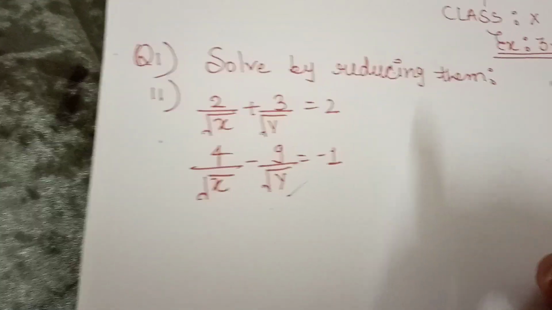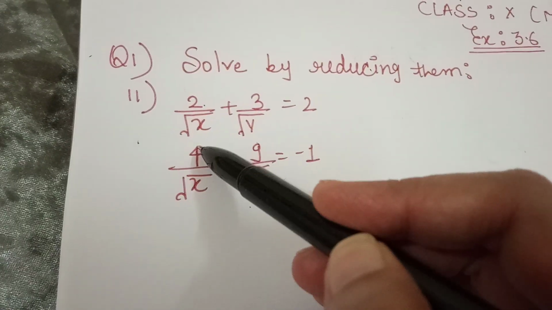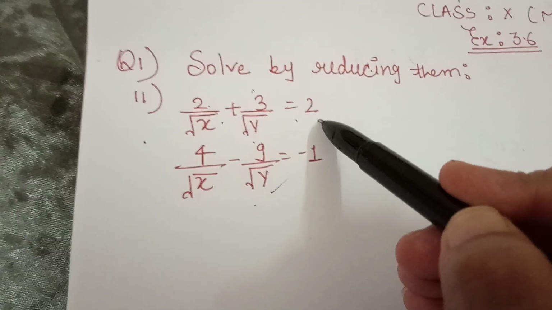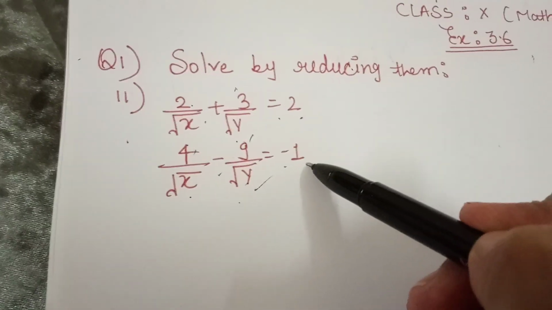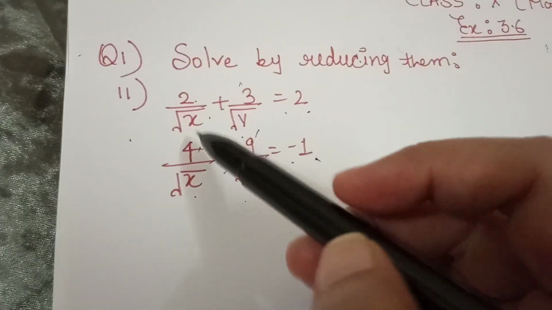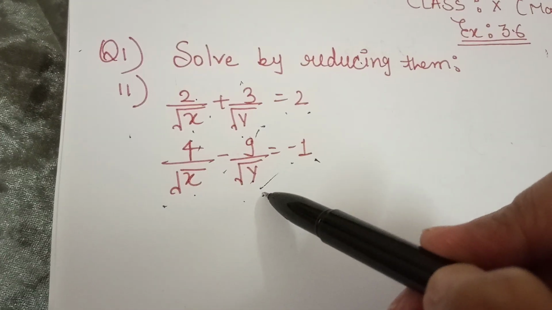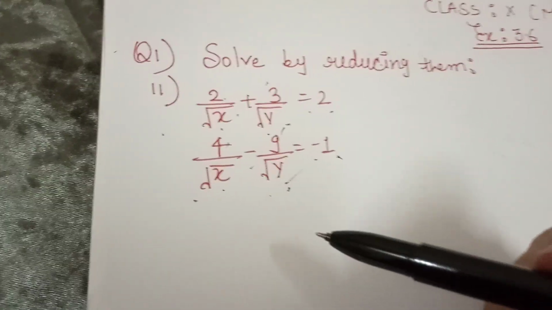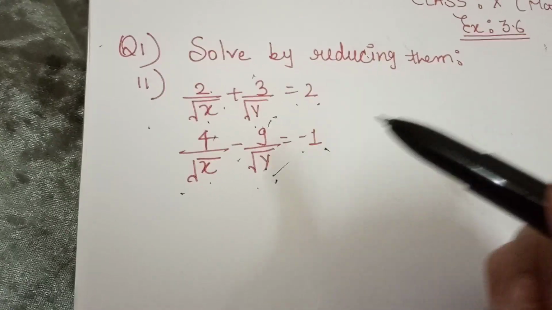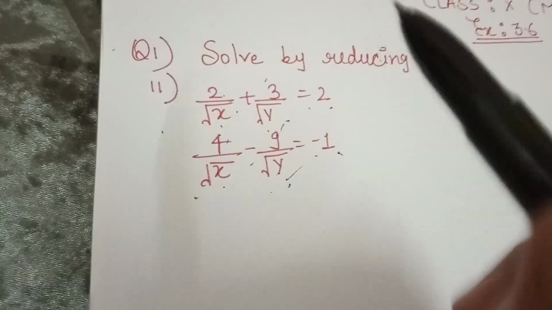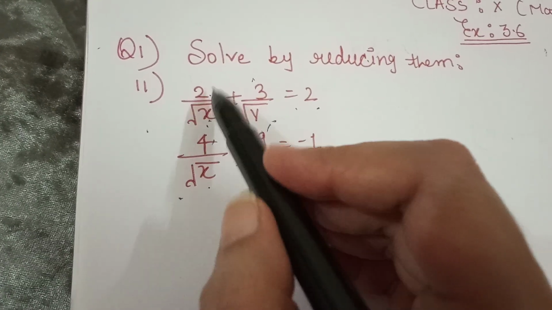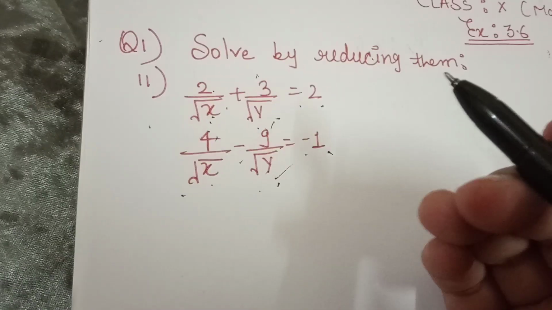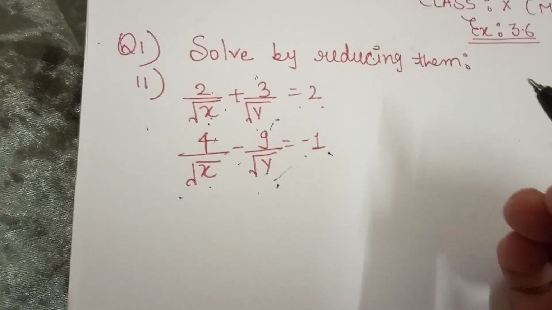You can see in the second part two equations are given: 2 upon root x plus 3 upon root y equal to 2, and 4 upon root x minus 9 upon root y equal to minus 1. You can see the variables are in the denominator in both the equations. So in this we will use which method? First step, we will let these variables be in the form of another variable.